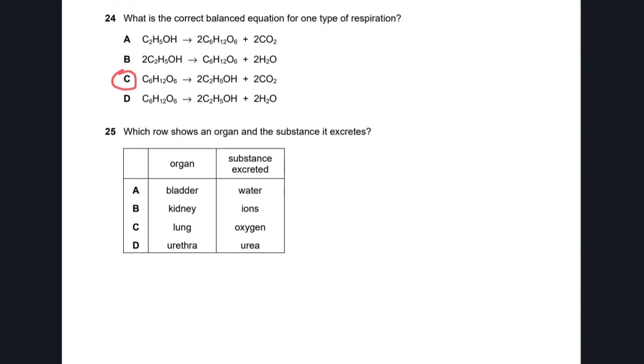carbon dioxide. Which row shows the organ and the substance that it excretes? So the bladder only stores water, not excretes water. The kidney is the organ through which excess ions are excreted out. The lungs use oxygen and diffuse it, but carbon dioxide is the excretory waste of the lungs.